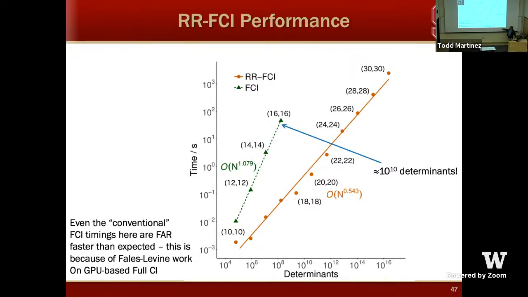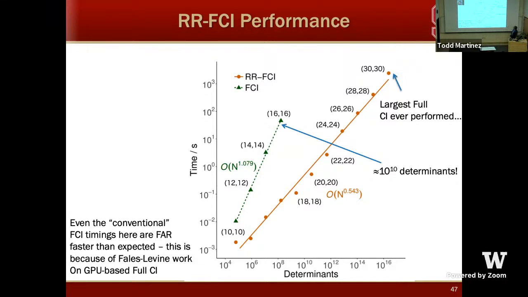I should point out that even these timings here, the fact that you can do 16 electrons and 16 orbitals in less than 100 seconds, is because of the graphics cards and full CI work. So this is already really fast. This is the largest full CI, as far as I'm aware, that's ever been performed by anybody.